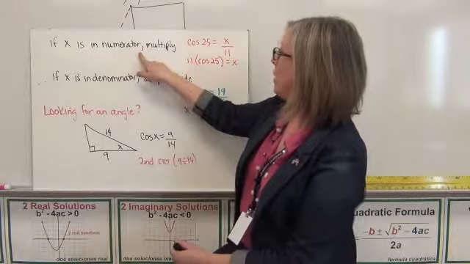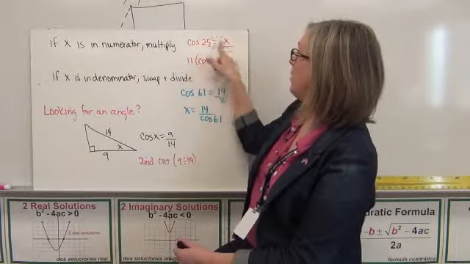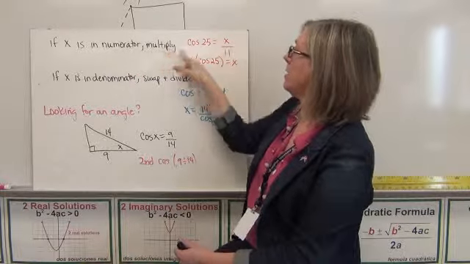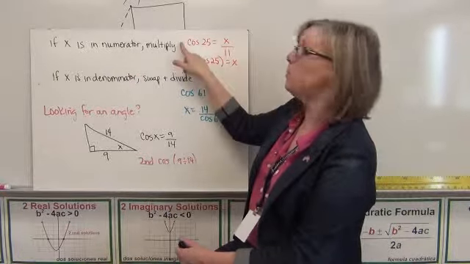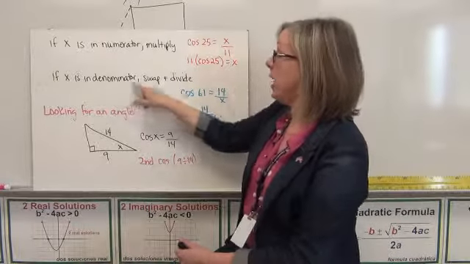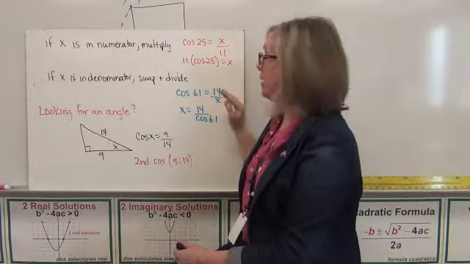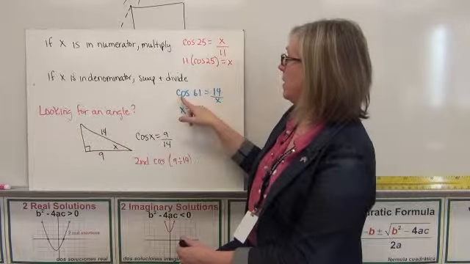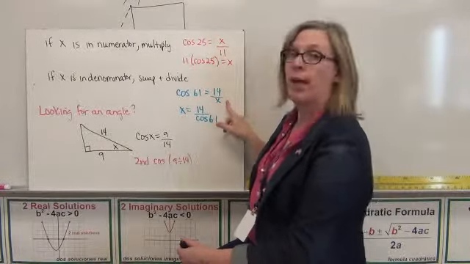So if x is in the numerator, like we just had, cosine 25 equals x over 11, it's going to be a multiplication problem, because this 11 moves over here. Boom. Okay? If x is in the denominator, then I need to swap and do a division problem. So that would look like this. Cosine 61 equals 14 over x.